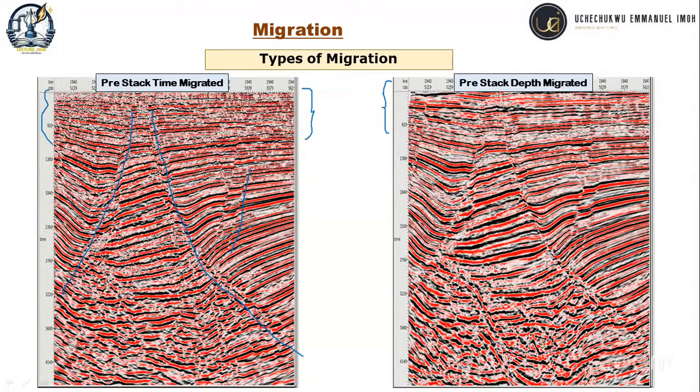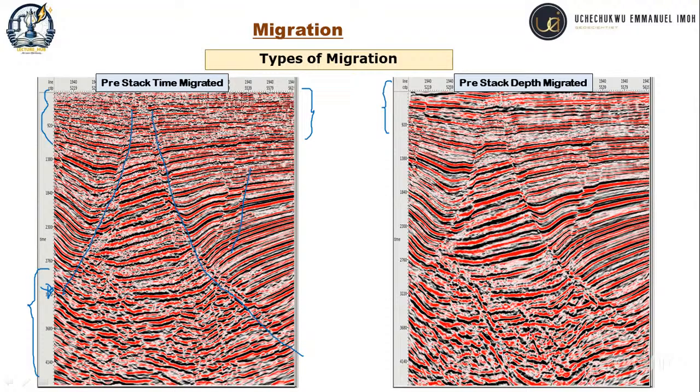Okay, if you look at this interval on your time migrated data, from 2,700 milliseconds to about 4,000, you see that this particular event, look at where I put the arrow now, seems to be trending continuously. You are not sure if there's a structure here or not.